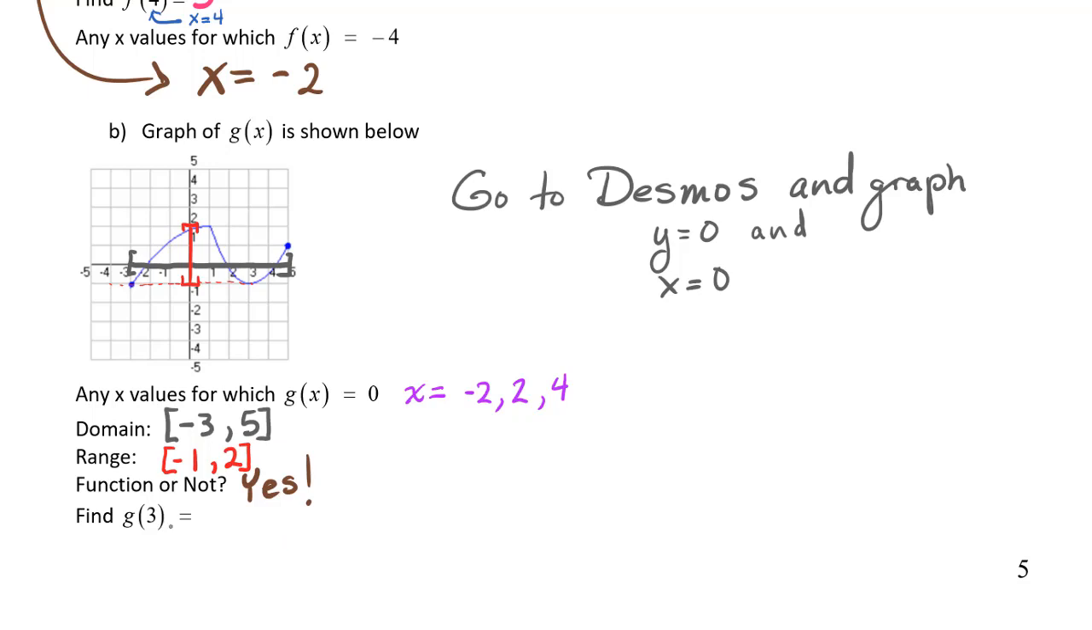And then our last question is find g of 3. That's saying when x equals 3, find what y equals. We don't know, so we need to find it. So I'm going to go over to my graph, and I'm going to graph a line, a vertical line at x equals 3.